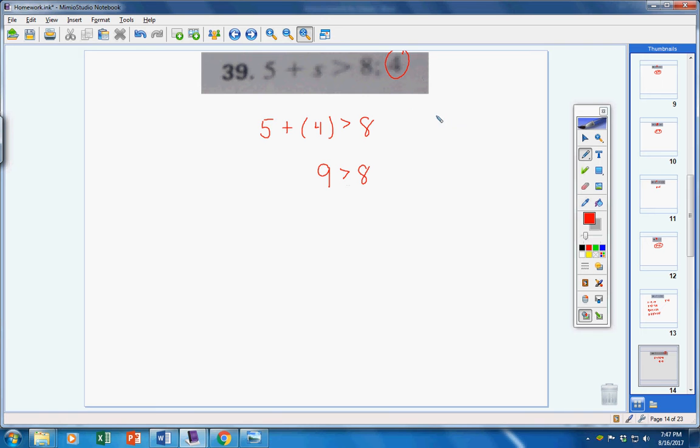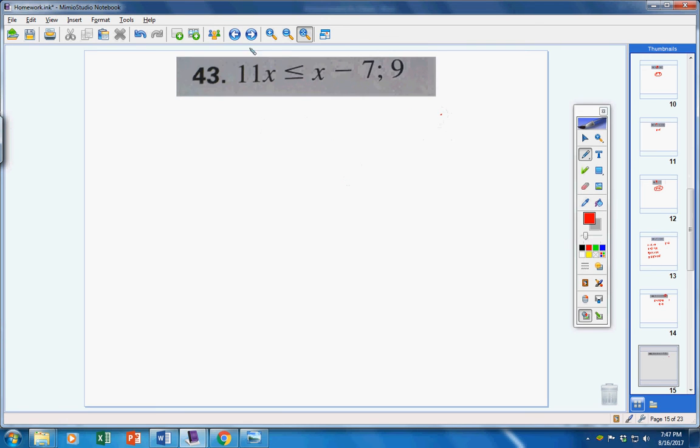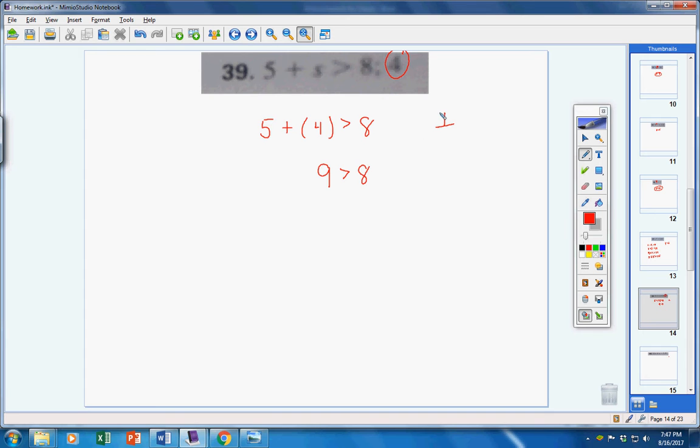So yes, 4 is a solution because we got a true statement. Alright.